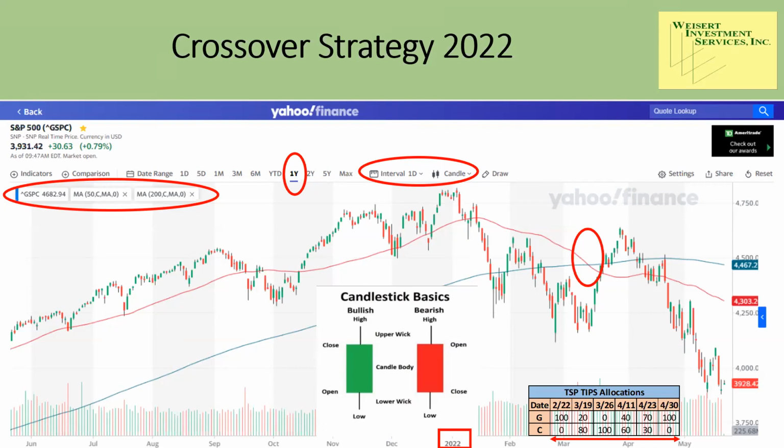As of the end of April, we sent out a reallocation in order to go to 100% into the G fund. And that's where we currently reside.